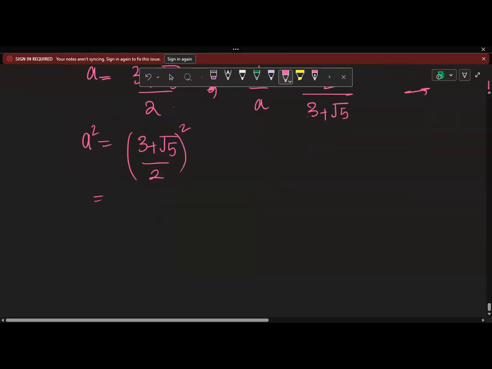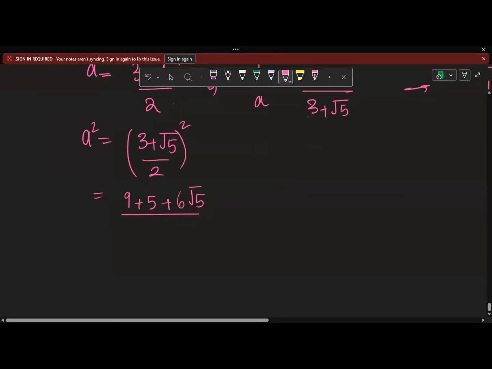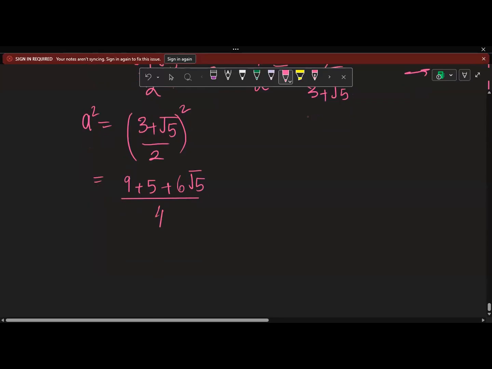Children, you can use the identity (A plus B) whole square, which is A square plus B square plus 2AB. 2 into 3 is 6. 6 into root 5 is 6 root 5. Hafsa, are you understanding? 2 into 2 is 4. So now you get 9 plus 5, which is 14 plus 6 root 5, by 4.